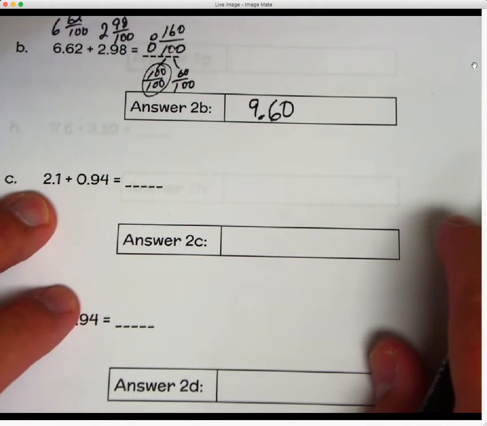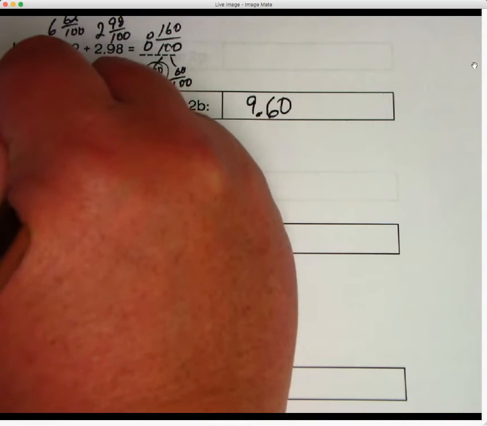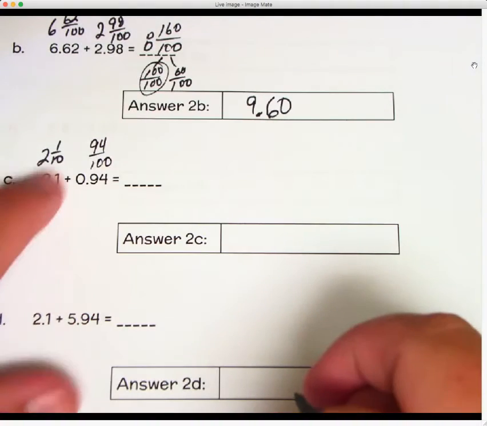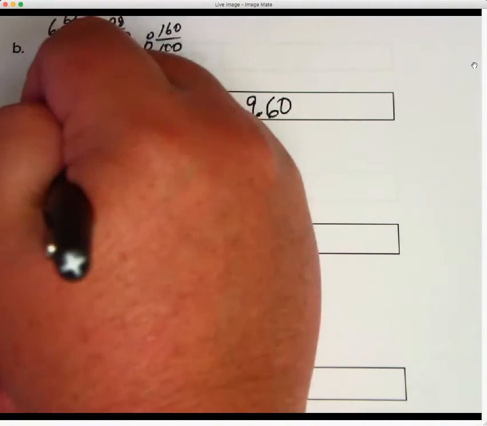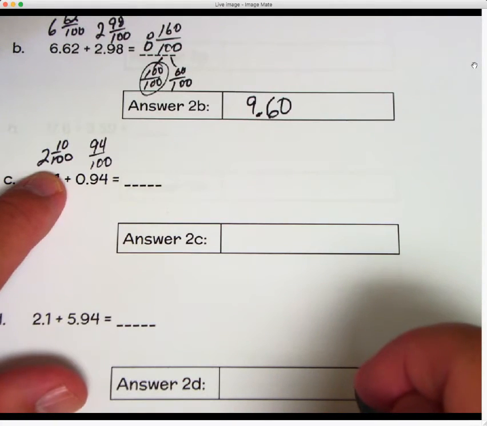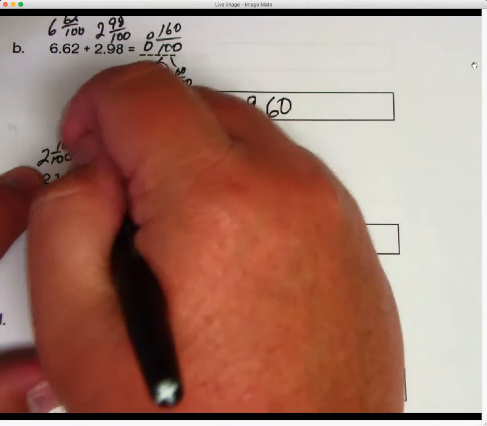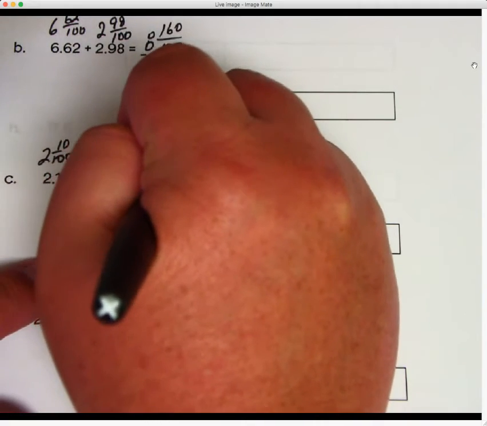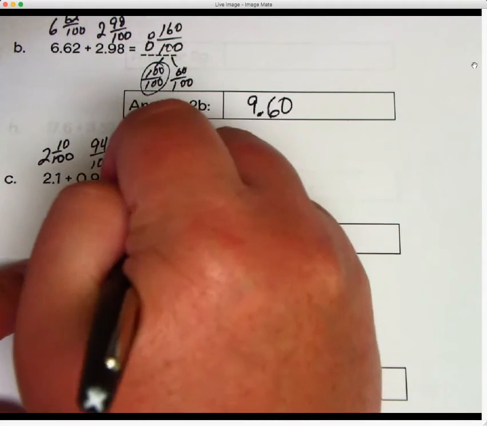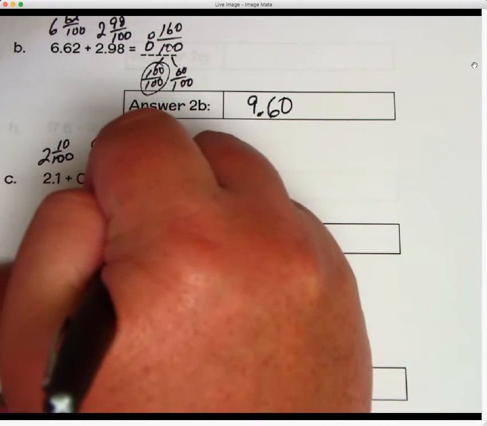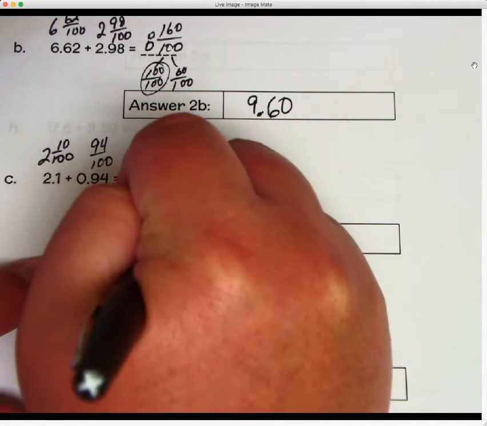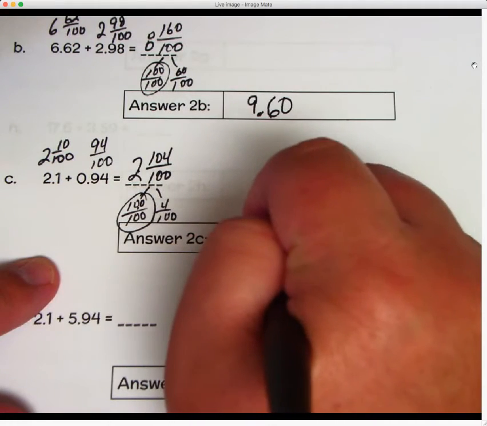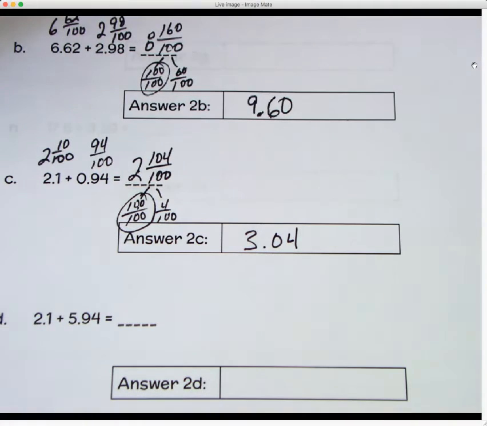Okay. 2 and 1/10. And 94 hundredths. Got to make these tenths hundredths first, don't we? 1/10 is 10 hundredths. Let's add 2 plus, I don't have a whole number there, so it's 2. 10 hundredths plus 94 hundredths is 104 hundredths. Decompose the improper fraction. 100 hundredths and 4 hundredths. I've got another whole to add. 2 and 1 more would be 3 and 4 hundredths.